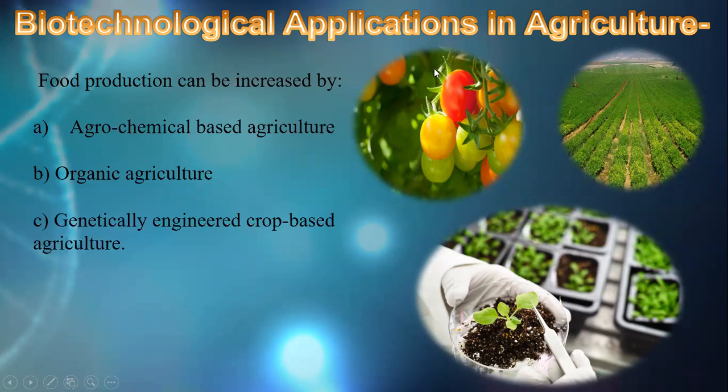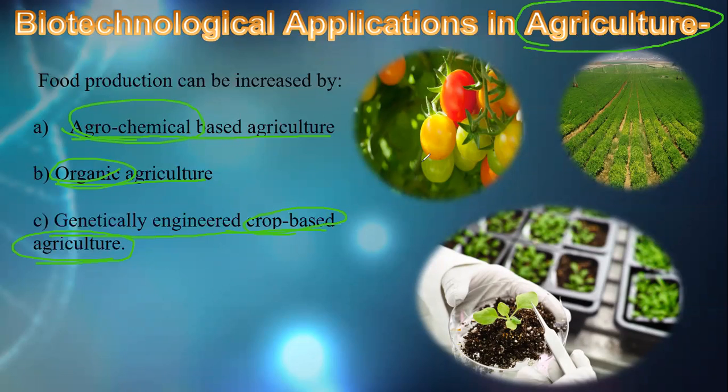Biotechnological applications in agriculture. Food production can be increased by agrochemical based agriculture, organic agriculture, and genetically engineered crop based agriculture. Clear? So all these are different areas of how food production can be increased.